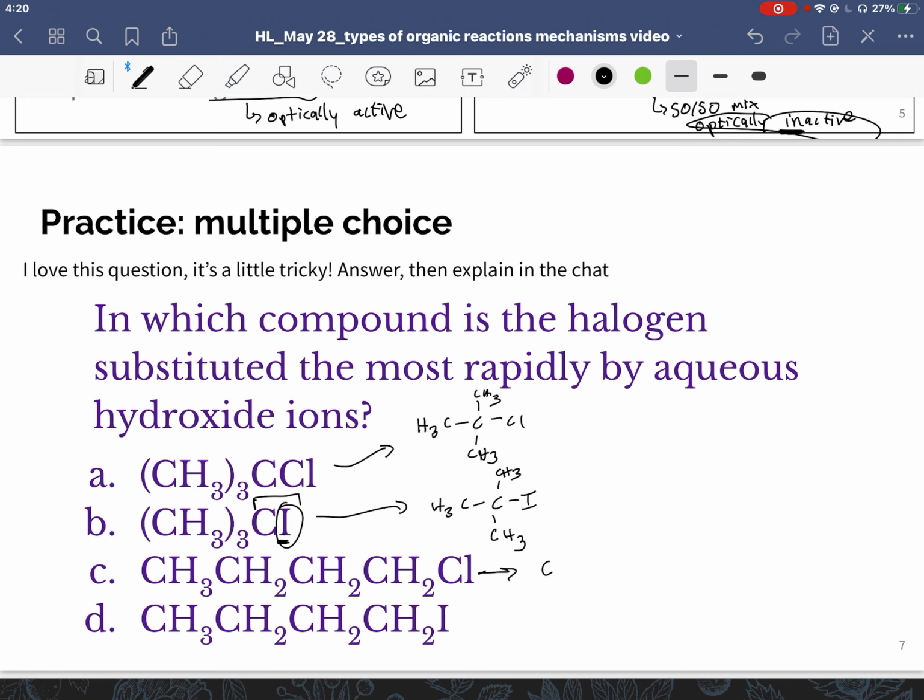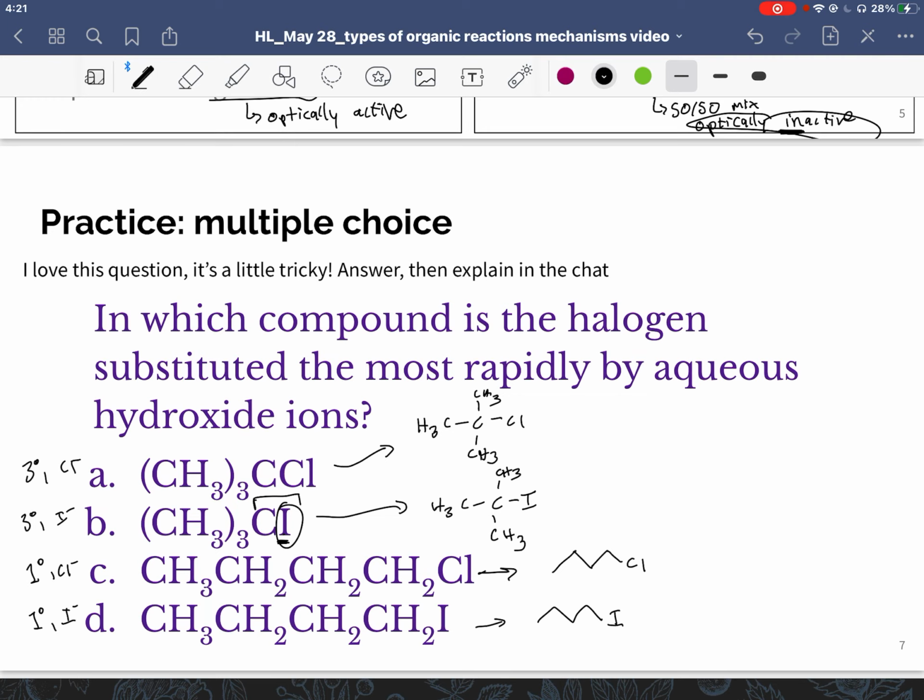In C, I have CH3. I'll just draw a skeletal formula here. 1, 2, 3, 4. 1, 2, 3, 4, Cl. All right, so I have tertiary with Cl as a leaving group, Cl minus, tertiary with I minus as a leaving group, primary with Cl minus as a leaving group, primary with I minus as a leaving group.